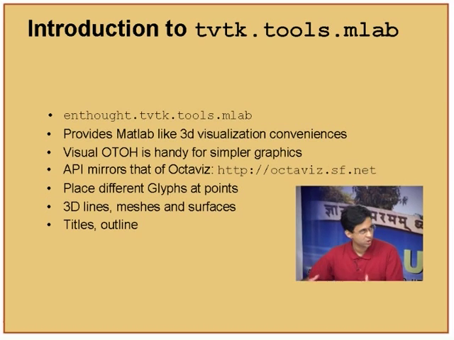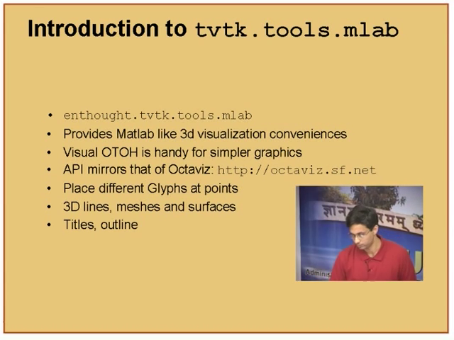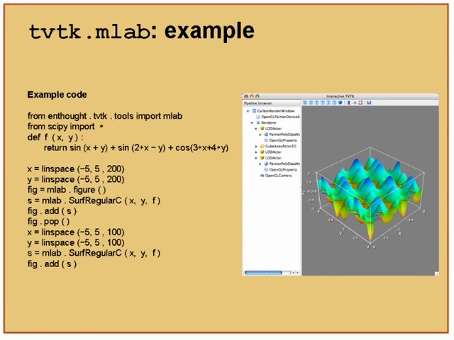You can plot a mesh, a surface, and other things. So here's a simple example which actually shows you a surface defined like so. So look at the f of x here. It basically says it's sine of x plus y plus sine of 2x minus y plus cosine of 3x plus 4y. And x and y are simply arrays.